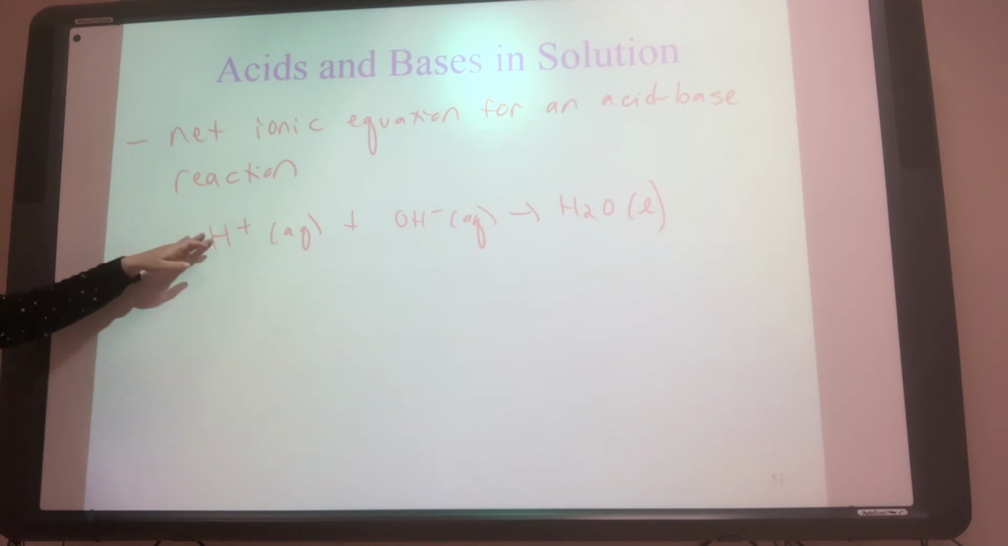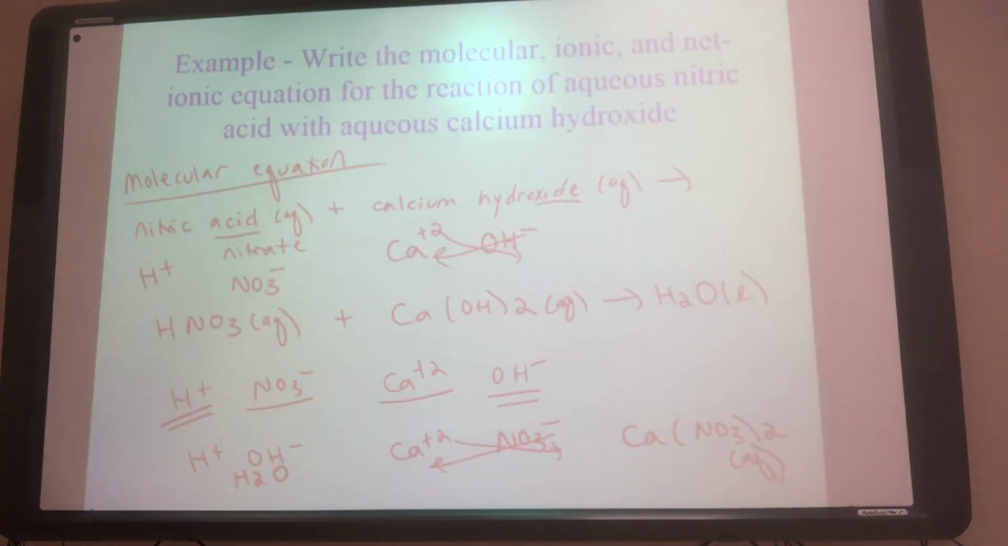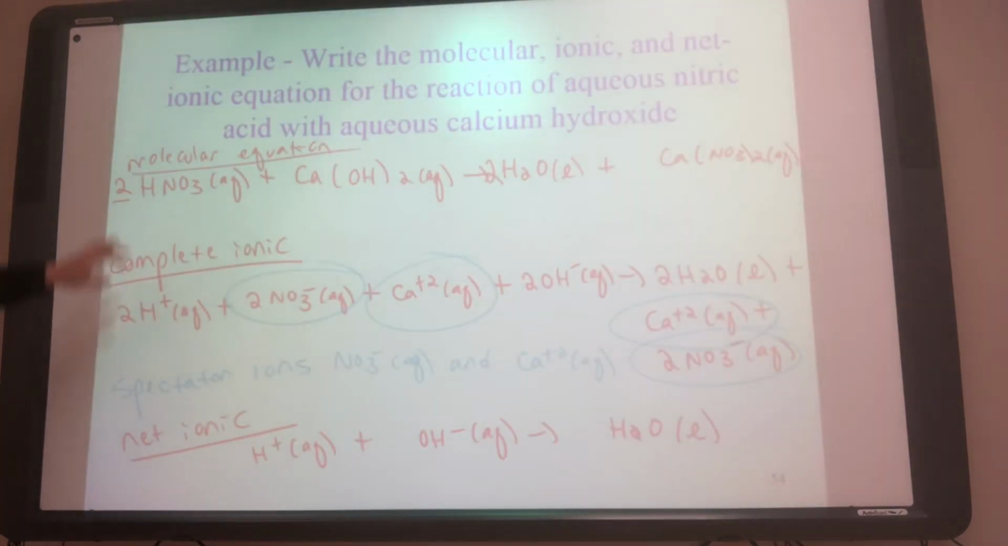So if I get to the end and I don't get this, then I know I messed up somewhere in the beginning. So that's my molecular equation, my complete ionic equation, my spectator ions, and my net ionic equation. And that's where we're going to stop for this chapter, and we'll finish the rest up next semester.